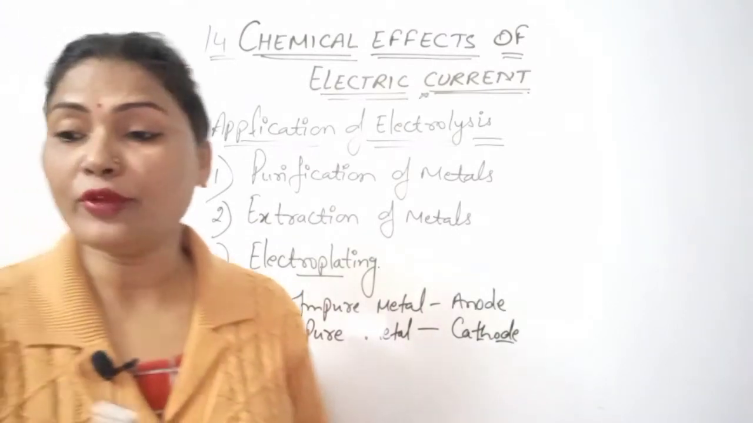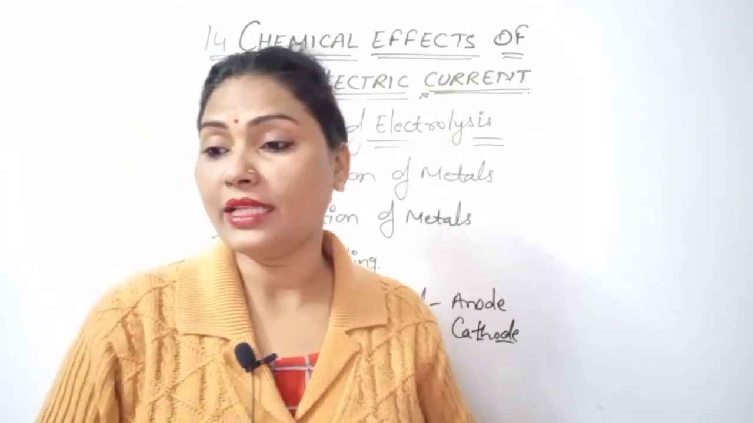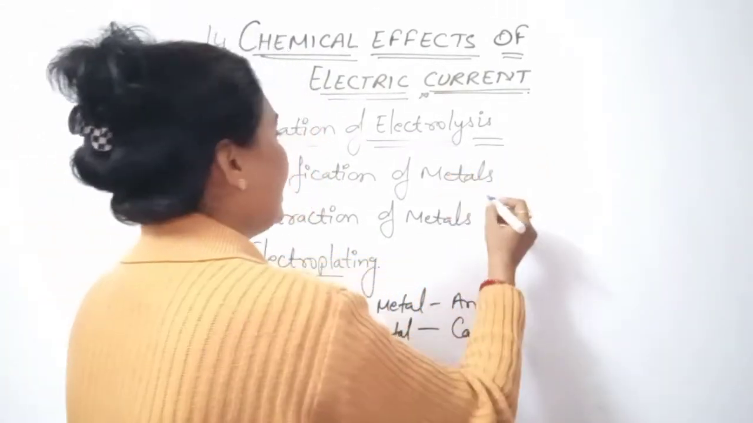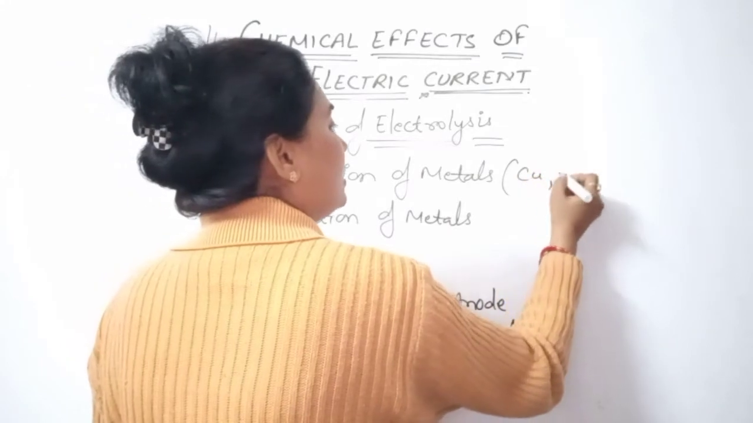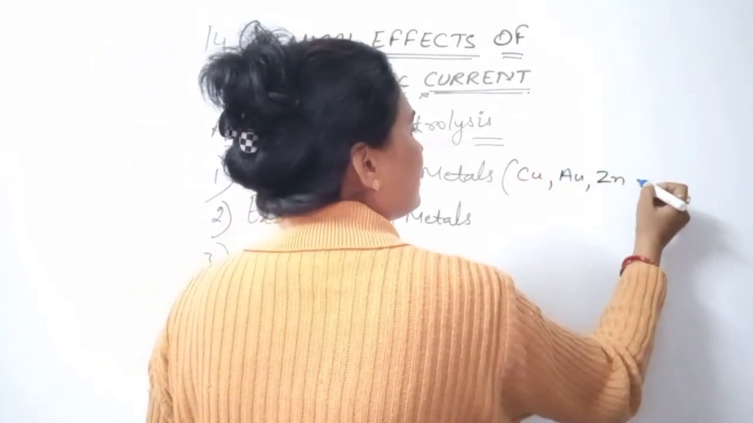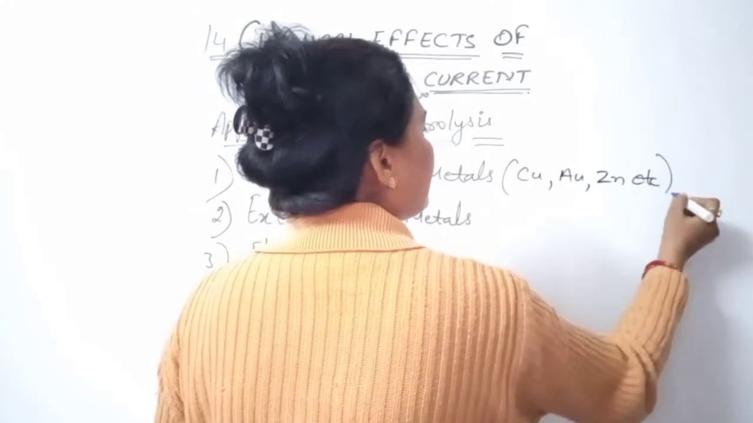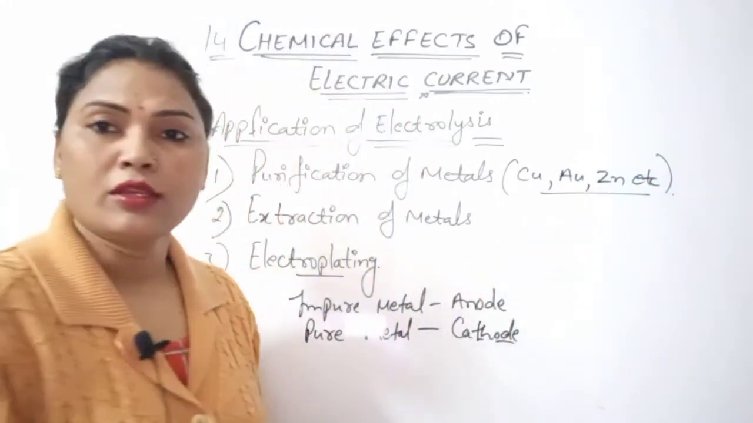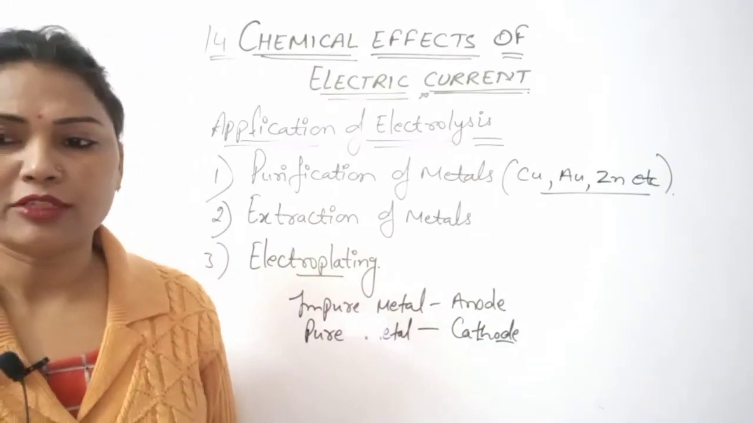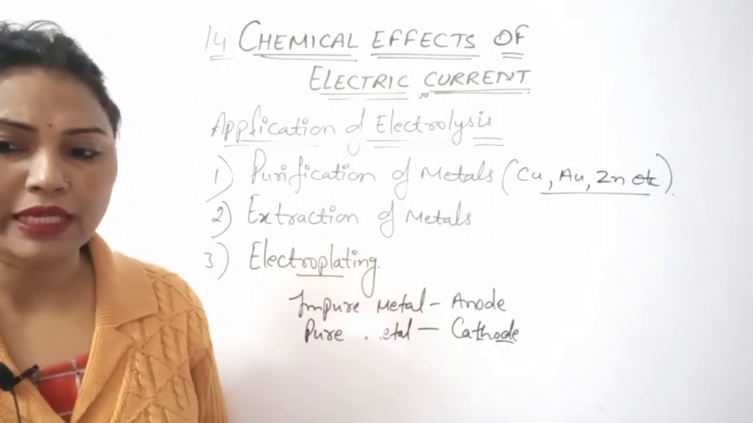So these are the different metals which can be refined by this method, like copper, gold, zinc, and silver also. You can write copper, gold, zinc, etc. So we can purify these metals easily.